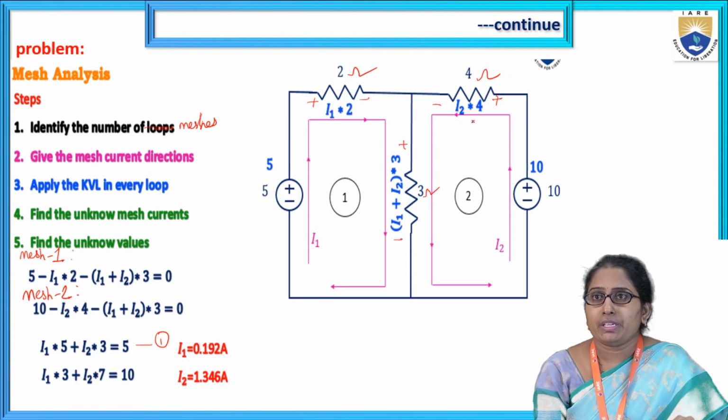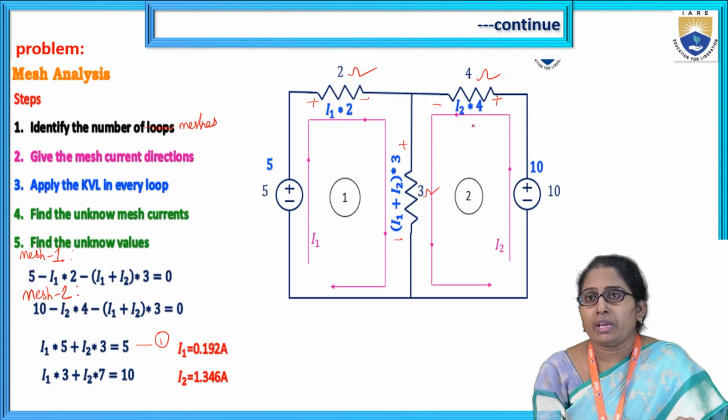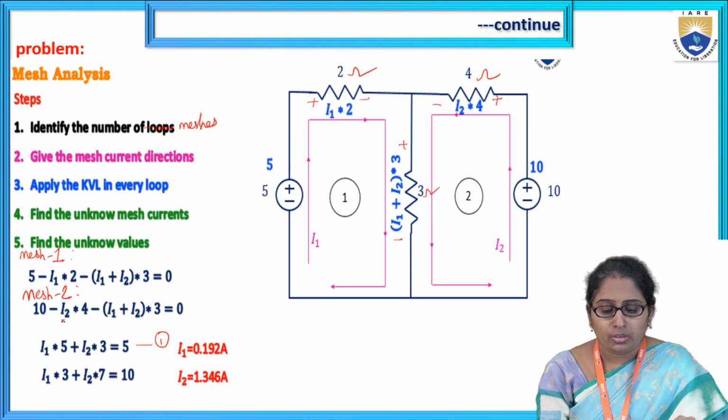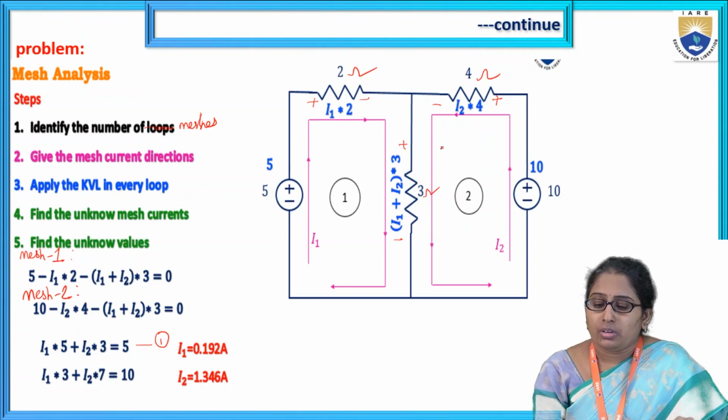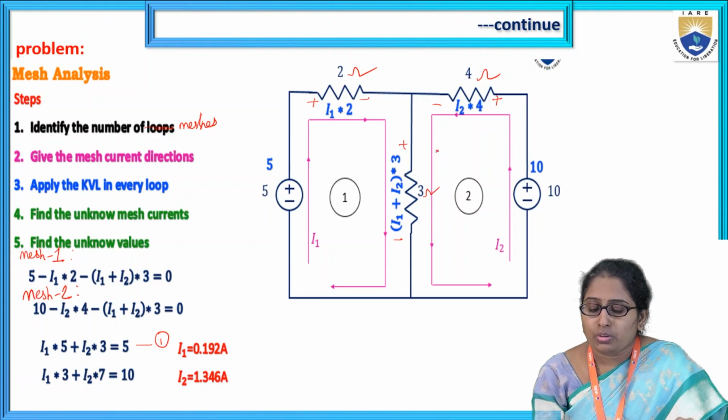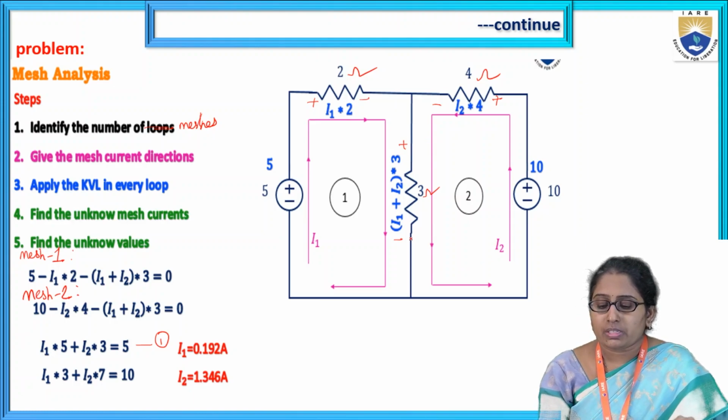And then next element is 4 ohm. So I2 direction is same as the voltage drop direction of the 4 ohm resistor, right? I2 direction like this. So minus 4 I2. Then what is our next element? This 3 ohm resistor. So I2 direction is same as the I2 we have taken, right? I2 direction is same as the voltage drop direction. Okay, for second mesh also.